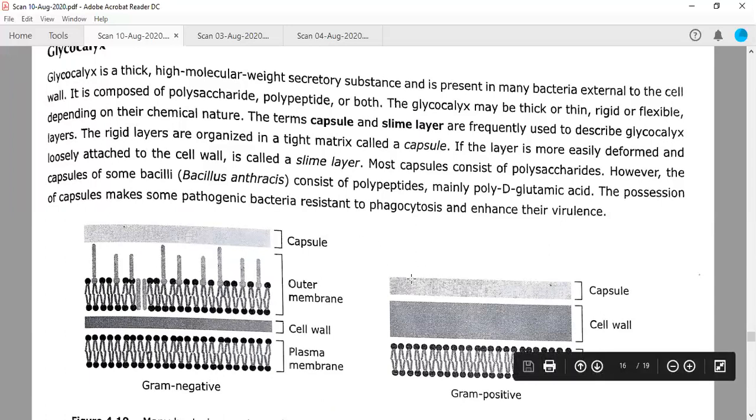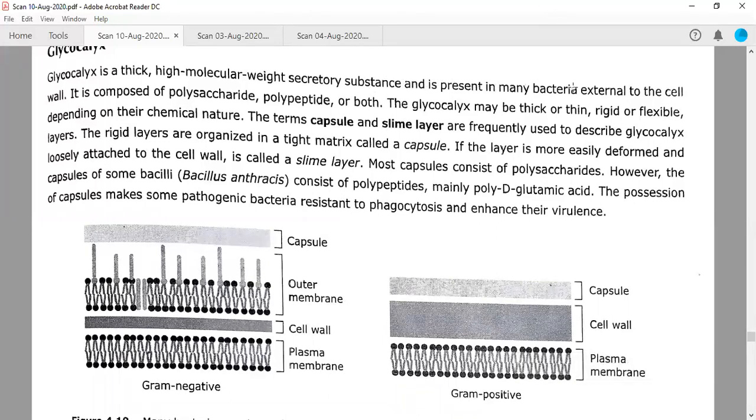Now, what is capsule? Capsule is also called slime layer. Actually, if it is hard, it is capsule. If it is something loose or deformed, then it is called slime layer. Both are the same thing, the only difference is in their texture or molecular makeup. Actually, capsule and slime layer are both called glycocalyx. This is a thick, high molecular weight secretory substance which is secreted by these cells and deposited outside the cell so that it can protect the cell against host defenses and so on.